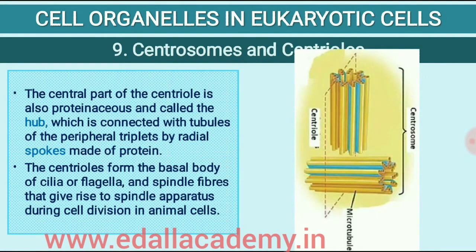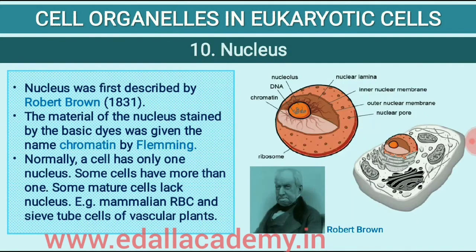The adjacent triplets are also linked. The central part of the proximal region of the centriole is also proteinaceous and called the hub, which is connected with tubules of the peripheral triplets by radial spokes made of protein. The centrioles form the basal body of cilia or flagella, and spindle fibers that give rise to the spindle apparatus during cell division in animal cells.